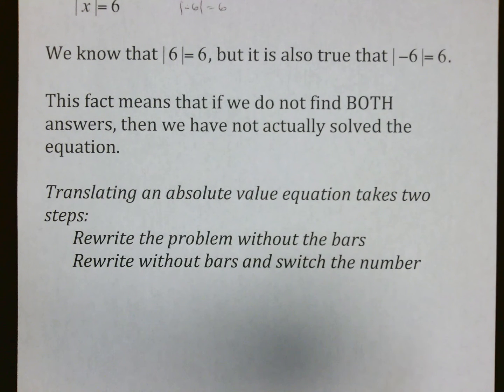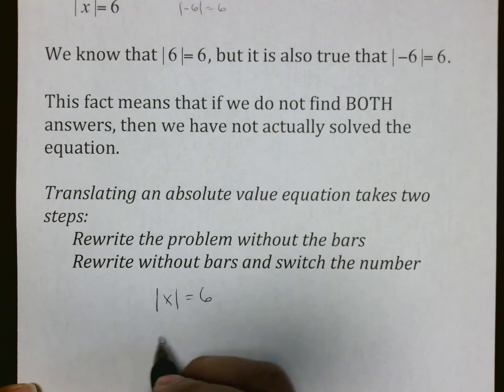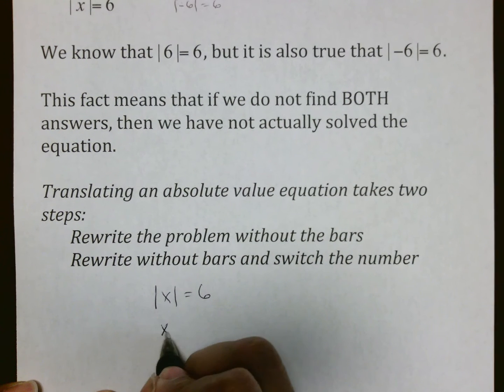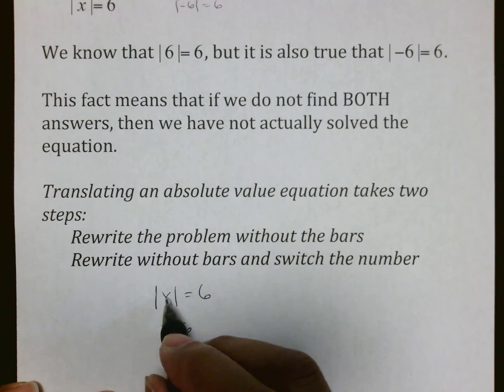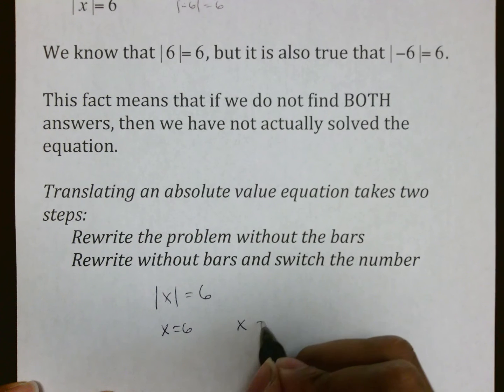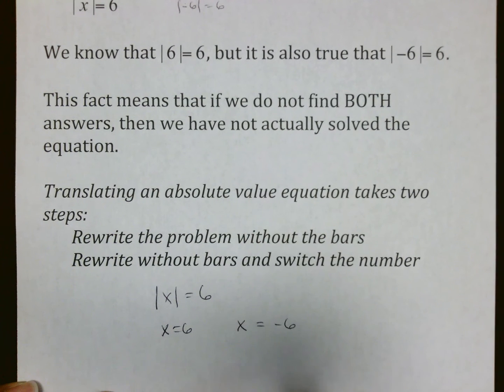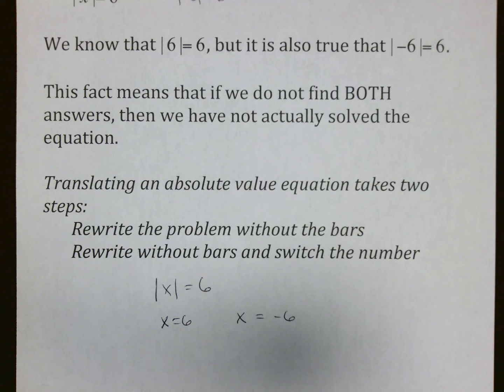Translating absolute value just takes two steps. First off, rewrite the problem without the bars. Second, rewrite without the bars, and then switch the number. That's it. So again, with your absolute value of x equals 6, if you want to write this down, all you have to do is write it without the bars. That means you would write x equals 6. Secondly, write this side without the bars, write your equals, and switch the number, which means you put a negative 6. That is how you pretty much solve every single absolute value equation.